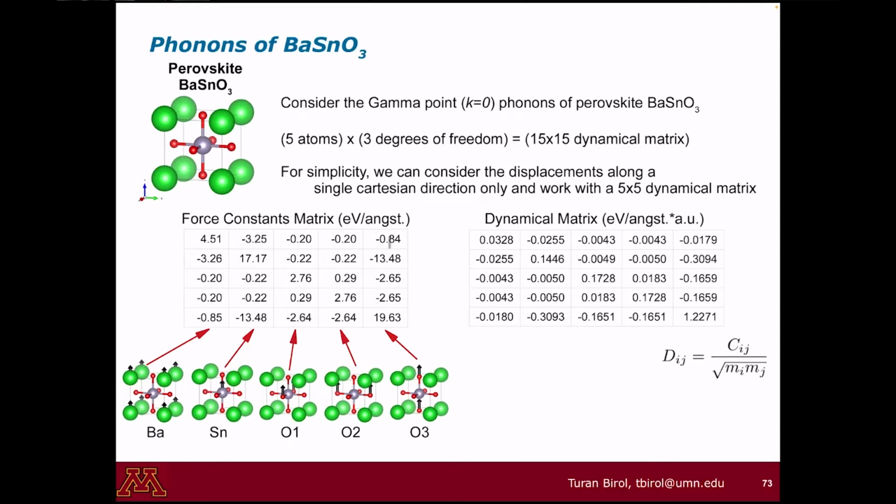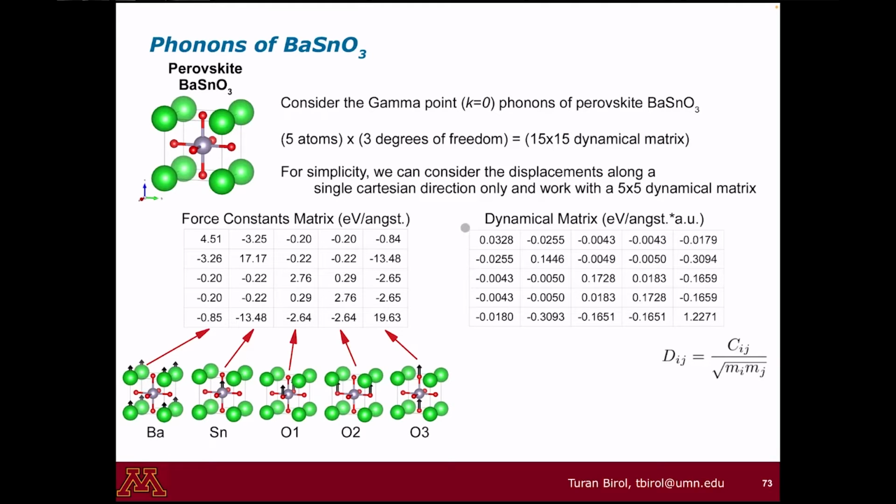By dividing these numbers with the masses of the atoms, you can end up with this dynamical matrix. This has these weird units, as I said, that's per atomic mass unit here. And this still carries the same symmetry as the original force constant matrix. That is, it should be symmetric, which it doesn't satisfy perfectly, but it's somewhat symmetric.